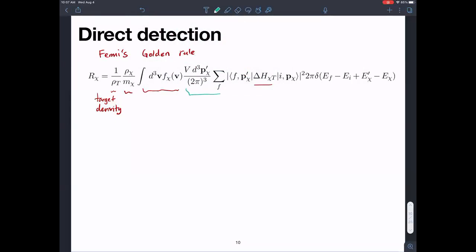And then this part here is just the sum over final states. So it sums over the possible final states of the target. That's what the sum over F here is. And it sums over the possible final state of the dark matter, which is just specified by the outgoing momentum. Okay, so we'll just have a dark matter coming in, some initial state of the target, final state of the target, and this is chi prime, chi with p chi prime.